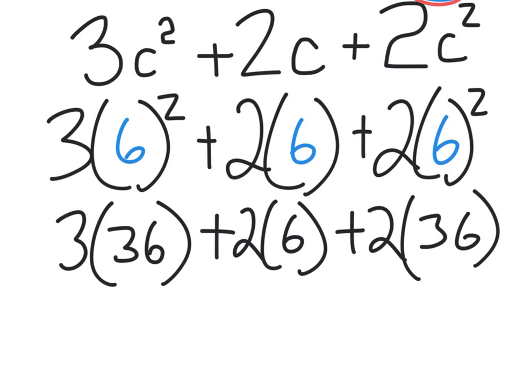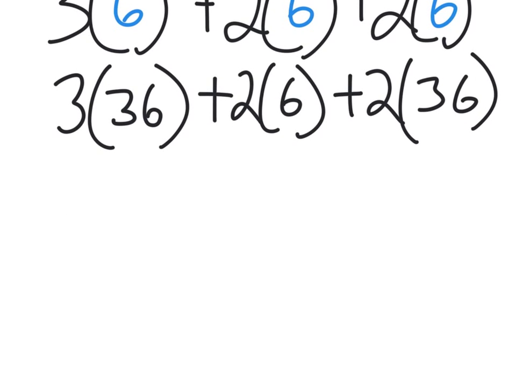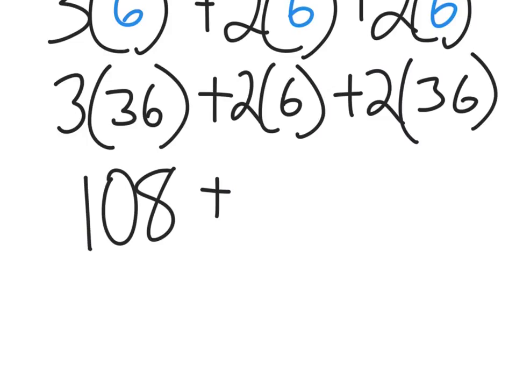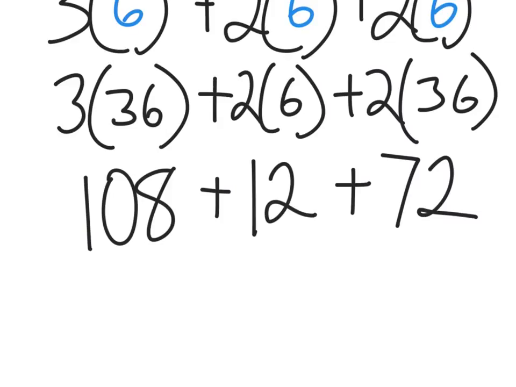Great. So now we got our next step, and we need to do a little bit of multiplication. So 3 times 36 is what? It's 108. Plus, and we're just working our way down, 2 times 6 is going to give us 12. And then 2 times 36 is what? 72. And so now all we got left to do is a little bit of addition. And I know that 108 plus 12 plus 72 is going to give us 192. And 192 is our answer.